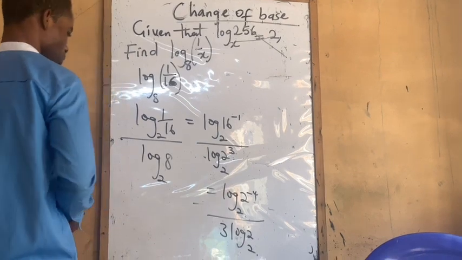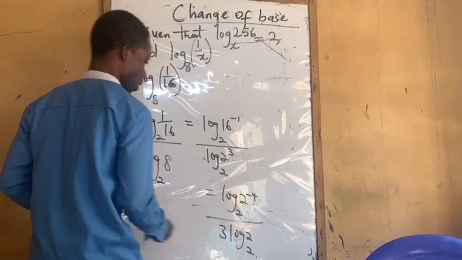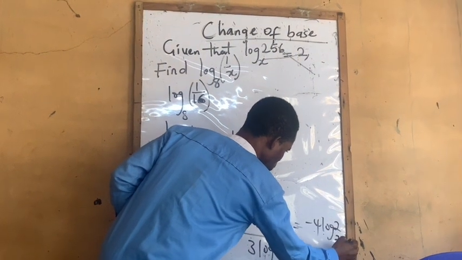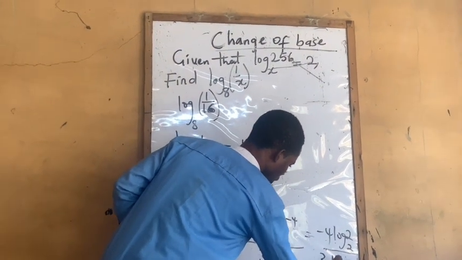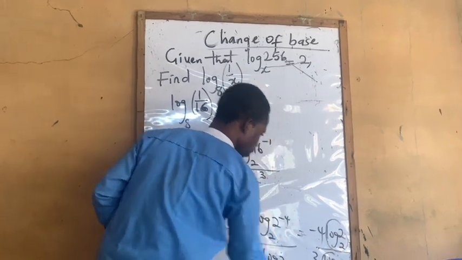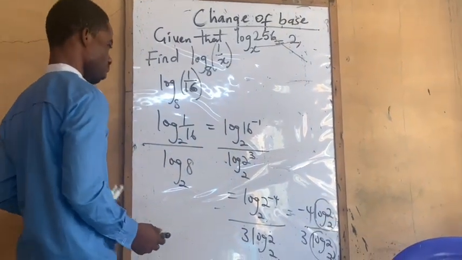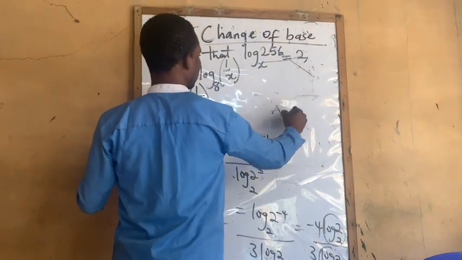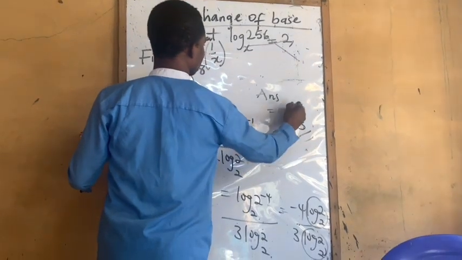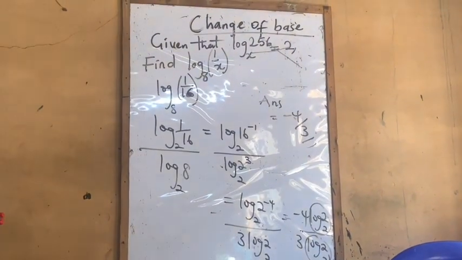Now that we have done this, you know that this minus 4 can also come here. That means minus 4 log 2 base 2 all over 3 log 2 base 2. This is 1. This is 1. So our answer is going to be what? Our final answer is going to be minus 4 all over 3.